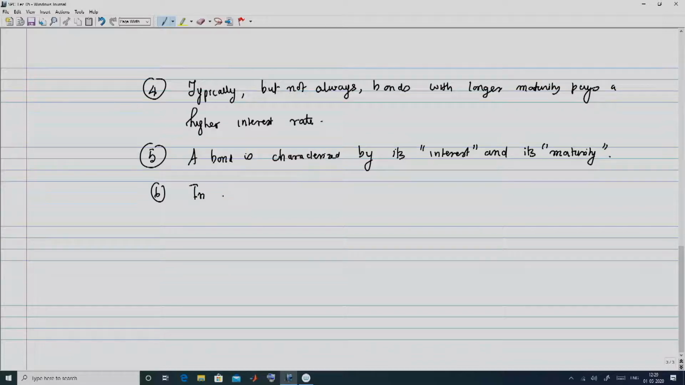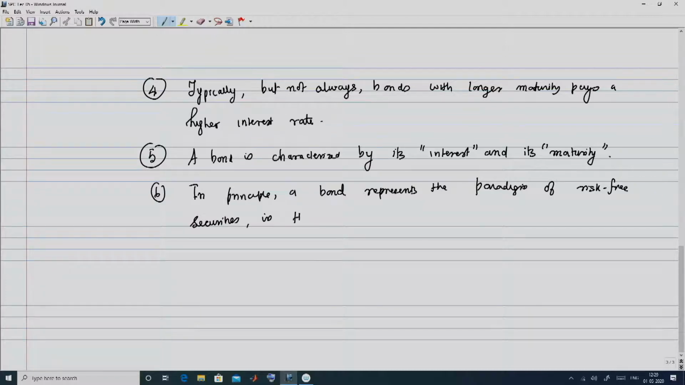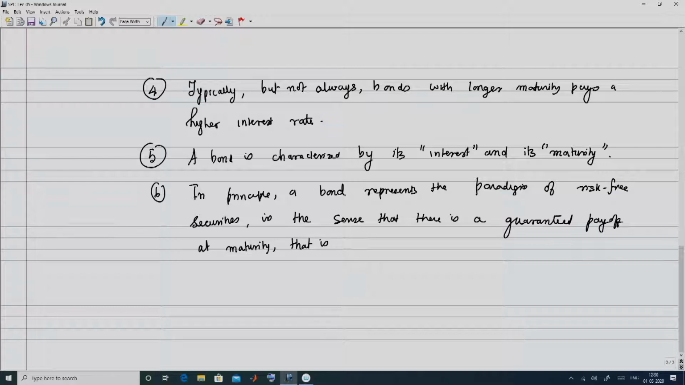Now, I am going to make an important observation that in principle a bond represents the paradigm of risk free securities, in the sense that there is a guaranteed payoff at maturity that is known in advance.